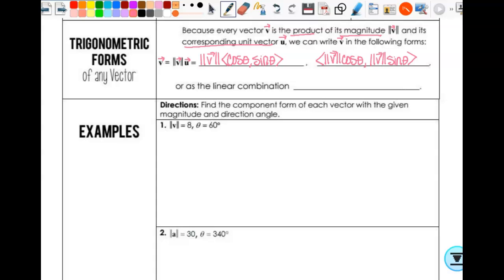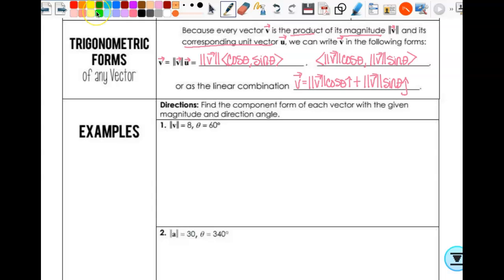Or we could also write it as a linear combination and say that v is equal to magnitude of v times cosine theta i hat plus magnitude of v times sine theta j hat. Okay, we good so far?